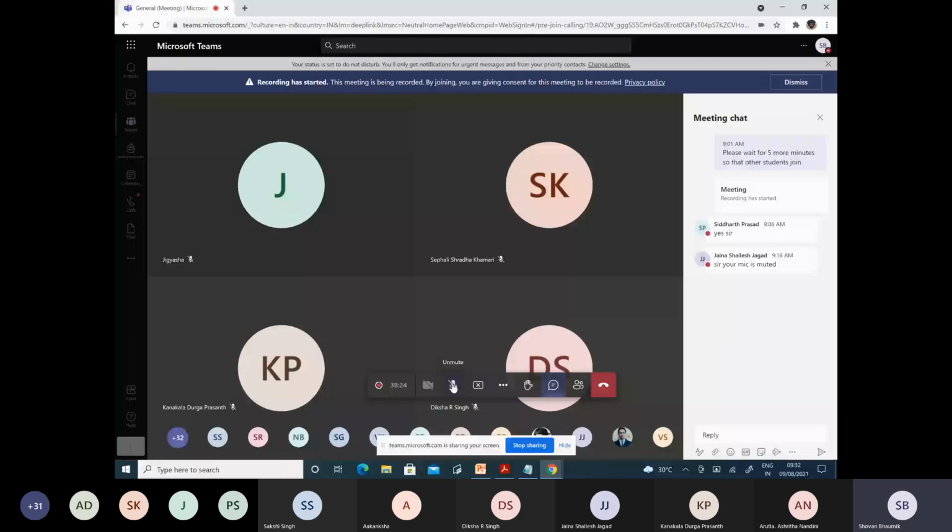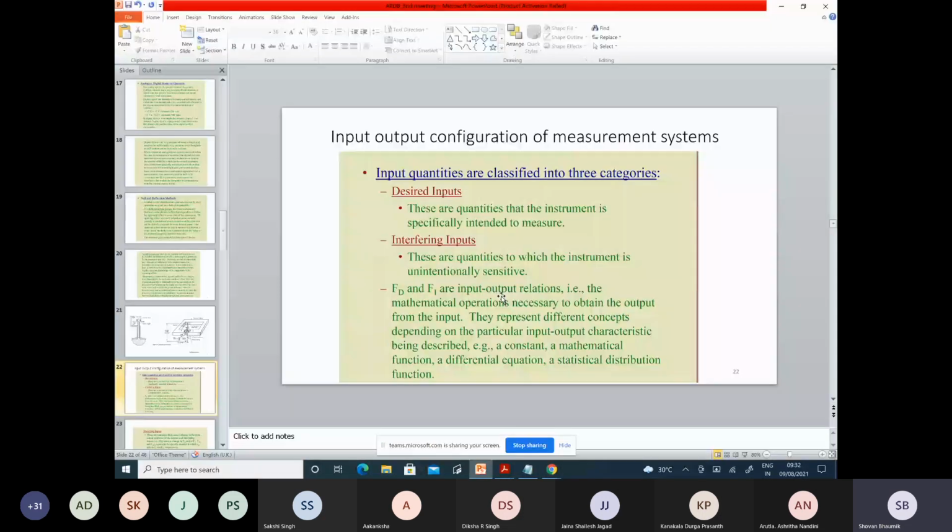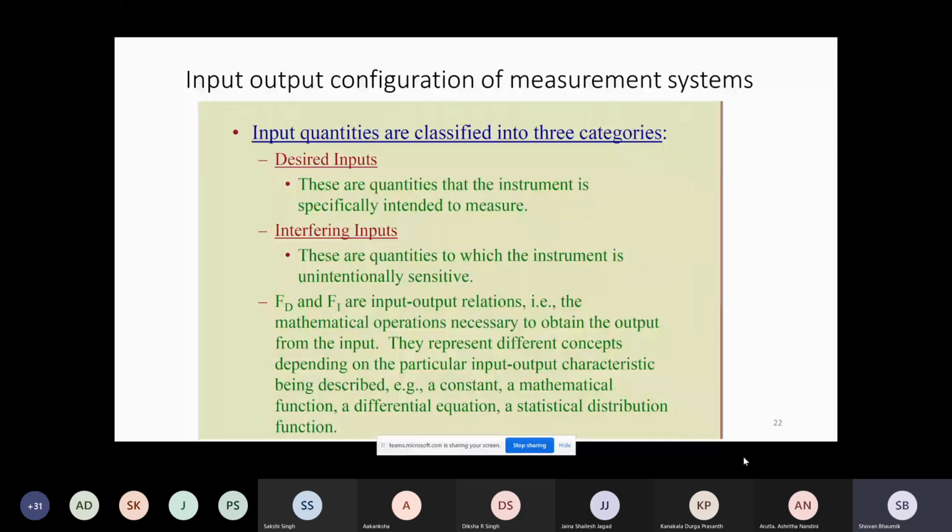Okay, so let's come in. There is an input output configuration of the measurement. It's very important and applicable to all sorts of measuring systems. So there are input quantities. When you place your measuring system on the measurand, a few things come into effect. The first thing is the input quantity. There are desired inputs. Desired inputs are the quantities that the instrument is specified or intended to measure. That is the desired input.